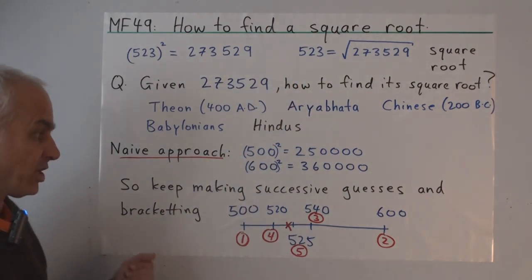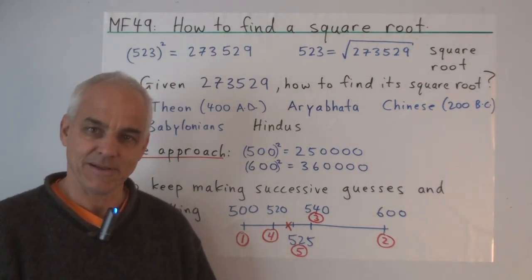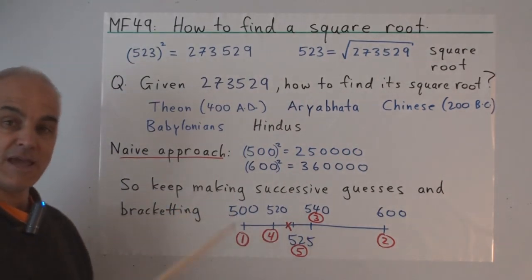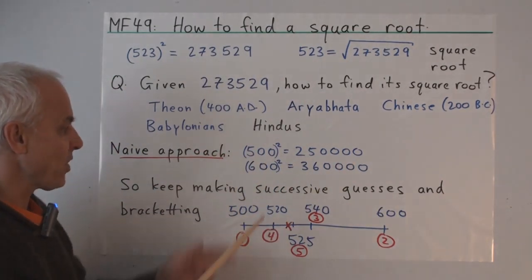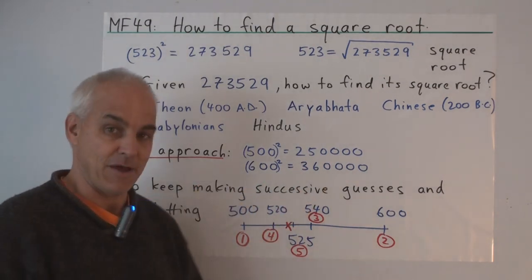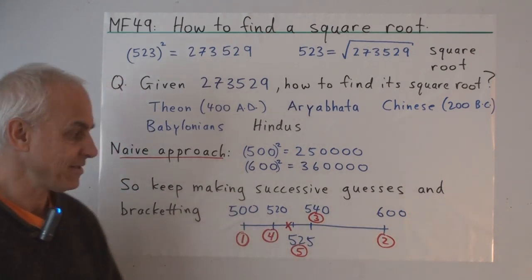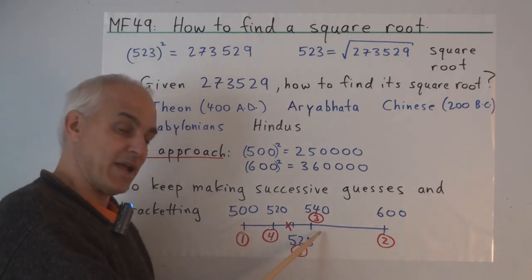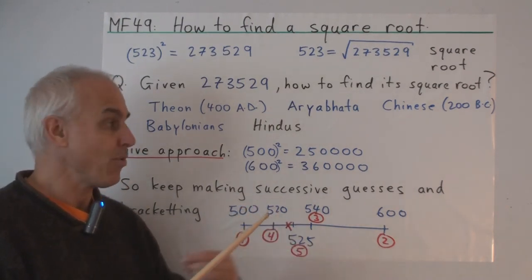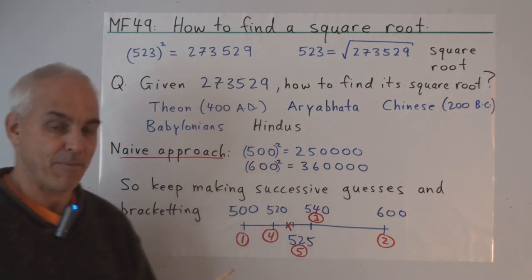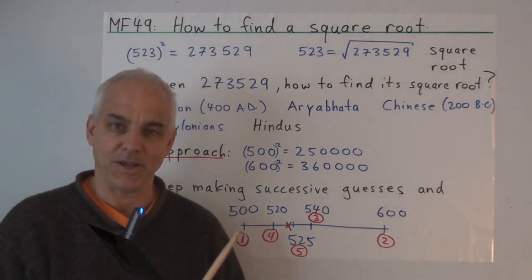Well, one way of approaching it, which is a good way for public school students to start thinking about the subject, is to make some guesses. 500 squared is 250,000, while 600 squared is 360,000. So the real answer must lie somewhere in between those two guesses. And then we can make some further guesses, keep on squaring the guesses that we have, seeing if we're getting bigger or less than our starting number. And eventually we would zero in on our number 523.